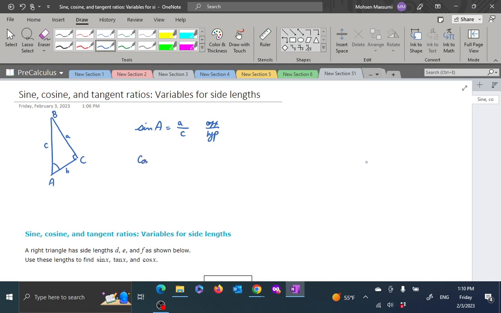So cosine of A is adjacent to hypotenuse, adjacent of the angle again, and tangent of an angle is a ratio of its opposite to its adjacent. So opposite to adjacent. So answering these questions, of course, is not going to present a challenge to you.